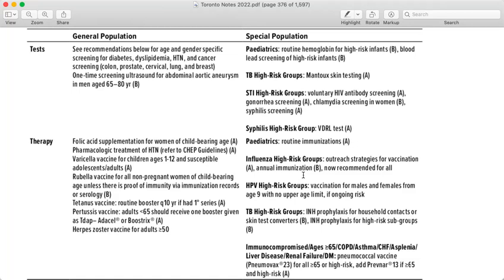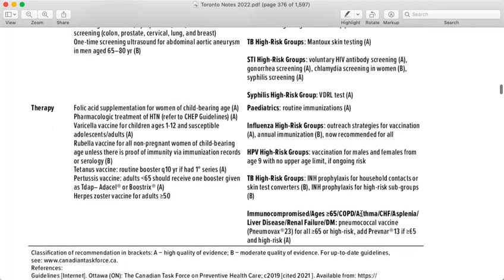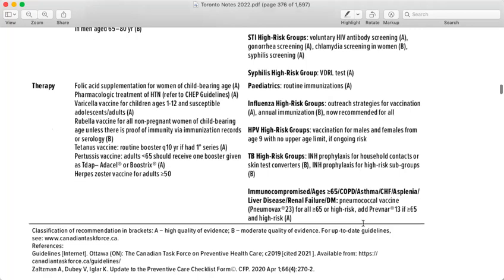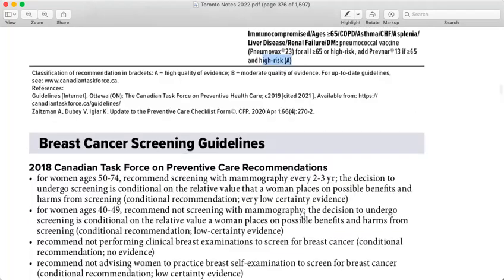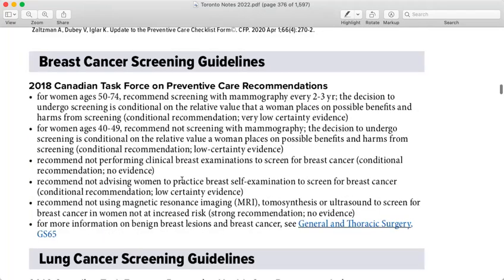Then immunocompromised, more than 65, COPD, asthma, CHF. In those ones, you are going to ask them to get the pneumococcal vaccination, and it's a high-risk population. You are going to ask them. It's very high evidence, so you are going to tell them to do it in every case.